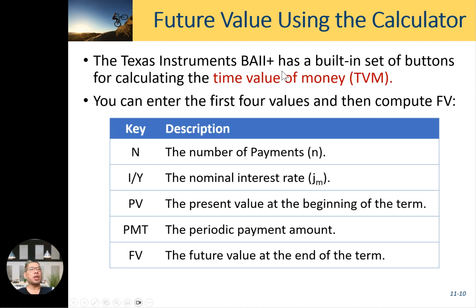Okay, using the calculator, time value of money, as I mentioned in the previous chapter, these are the key inputs: N, which is the number of payments. I/Y is the nominal interest rate. Present value, PV, is the value at the beginning of the term. PMT is the periodic payment amount. Future value, FV.